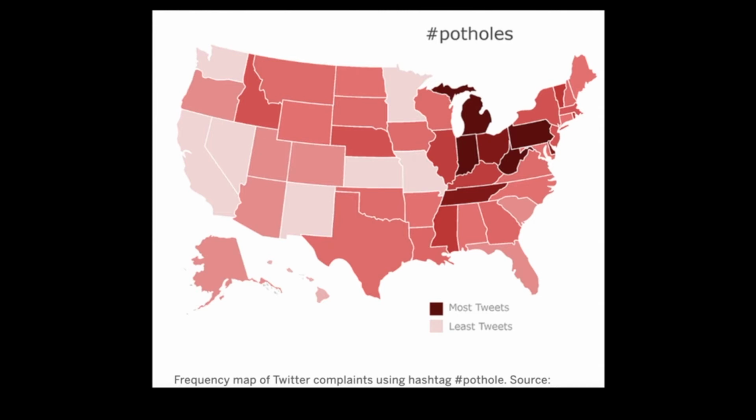So what this person did, and I'll put a link to the source in the description, was they looked at Twitter in the different states of the United States of America, and they counted how many tweets had the hashtag potholes in them. And they assumed, based on that, the more tweets there were mentioning potholes, the more potholes there would be. People often like to complain on Twitter.